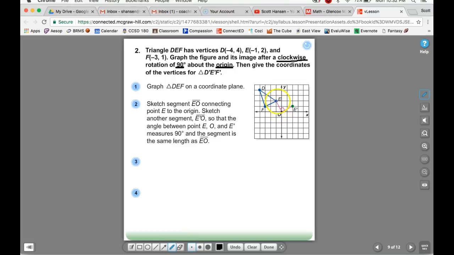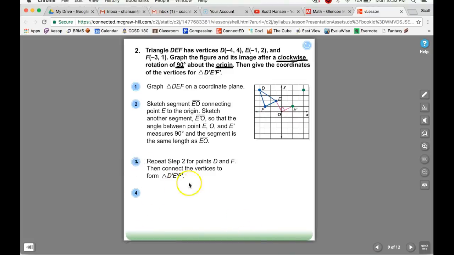But this one, well, you can see 1, 2, 1, and then 1, 2, 1. That's how that works. 90 degrees, 2 units vertical, 1 unit horizontal. So then 2 units horizontal, 1 unit vertical to make my 90-degree angle. After that, that, by the way, tells you where E prime is going to be. After that, you're going to repeat that for the other 2 points.